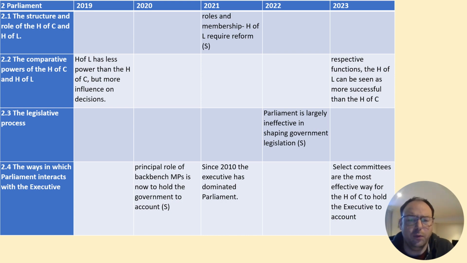We've got 2.4, which looks at Parliament's interactions with the executive, and again, it's that final bit of any section that seems to be the one where you get the most debates in, and we can see 3 questions out of this. One on backbench MPs, then one on the executive dominating Parliament, and then one on select committees as the most effective way that the House of Commons can hold the executive to account.